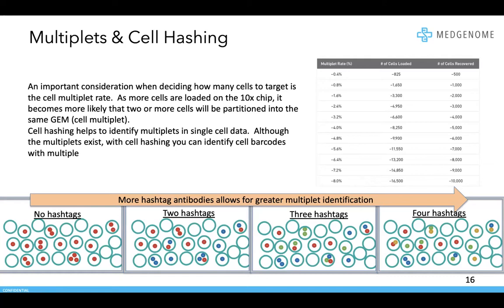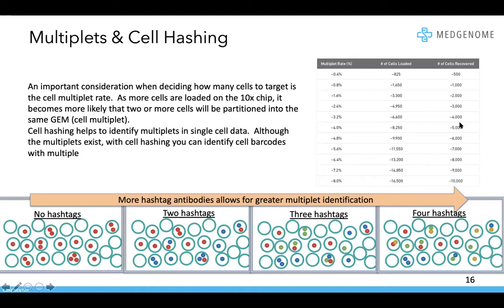emulsion. And the problem with that is the multiple cells will get tagged with the same cell barcode. And when you generate data, it's not very easy to identify those cells and omit them from your research.